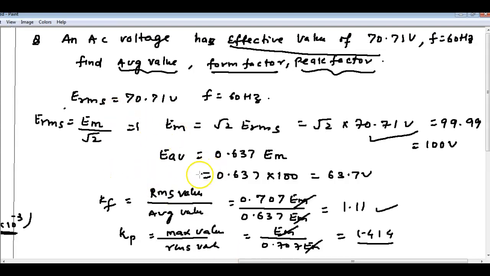Okay, so this is how the questions should become. Now we will go to the LR circuit, LCR circuit, and we will do some applications and numericals also.